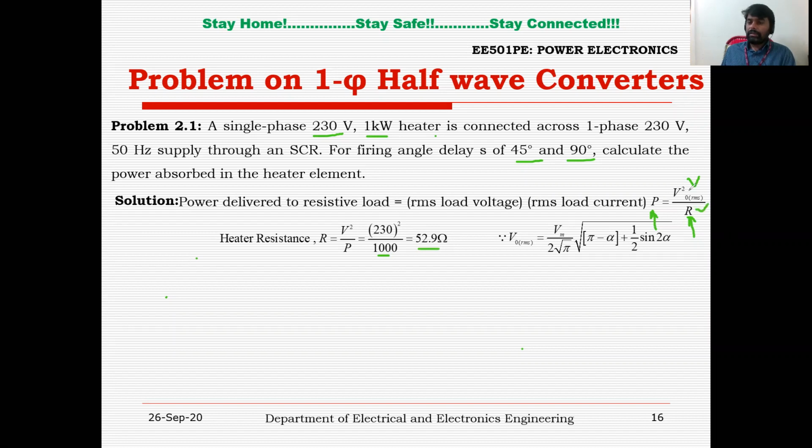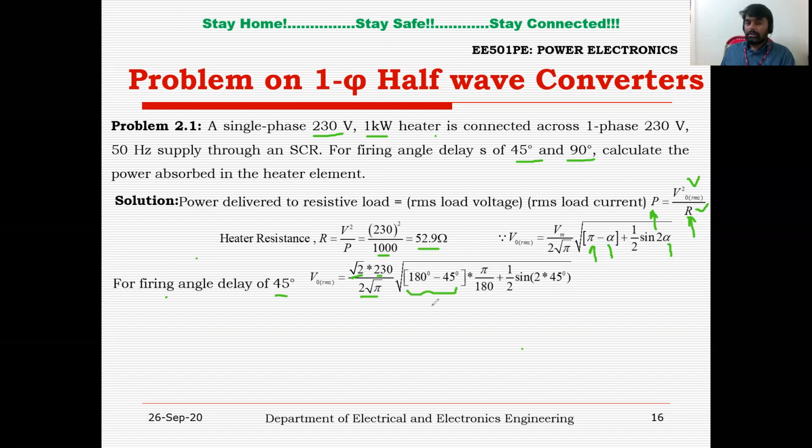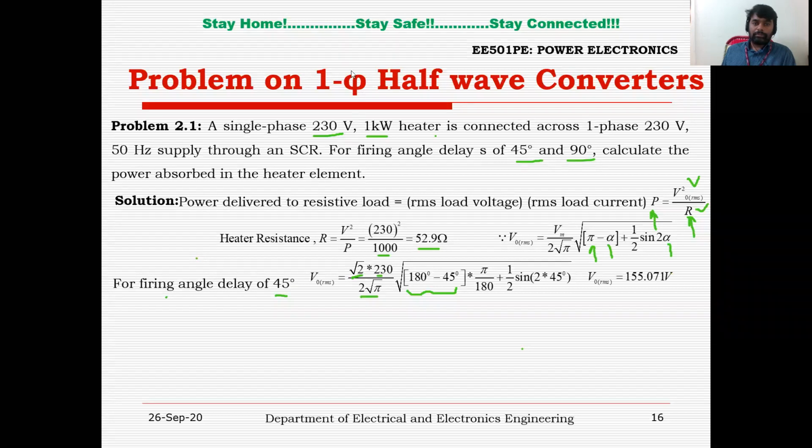Now we need to calculate the V naught RMS at different values of firing angle alpha. At firing angle alpha equal to 45 degrees, we know that Vm equals root 2 times the supply voltage. So root 2 into 230 volts, over 2 root pi, which is the same thing I have written here, under the root, pi is 180 here, 180 minus 45 degrees. This whole term is in degrees, so to convert degrees into radians I am multiplying this quantity with pi by 180. And plus 1 by 2 sine 2 alpha, where sine 2 alpha means 2 into 45 degrees. If you calculate this expression, you will get the RMS output voltage equal to 155.071 volts.